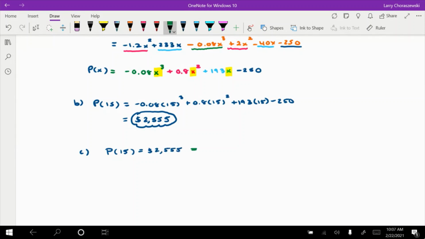Now, what this means is that the profit from selling 1,500, because our x values are in terms of hundreds. So the profit from selling 1,500 cell phones is 2,555. Make sense?